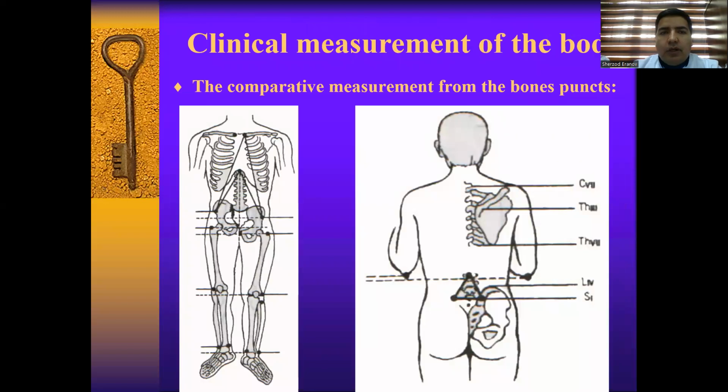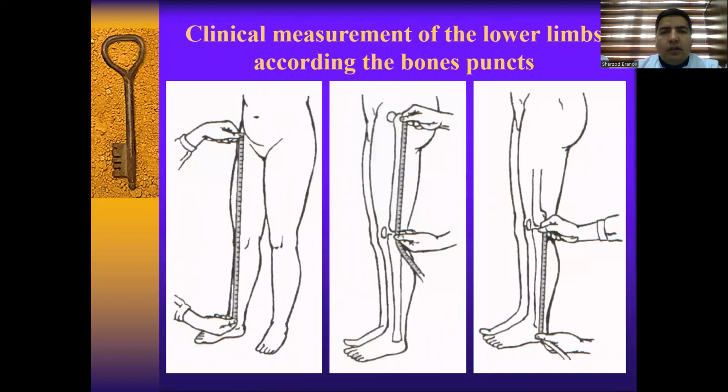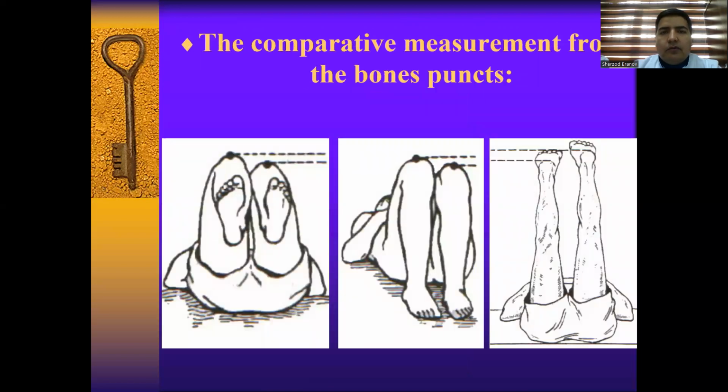Clinical measurements of the body, the comparative measurements from the bone points. Clinical measurements of the upper limbs according to the bone points. Clinical measurements of the lower limbs according to the bone points. The comparative measurements from the bone points.